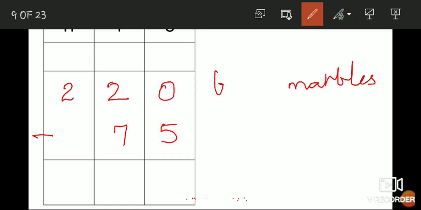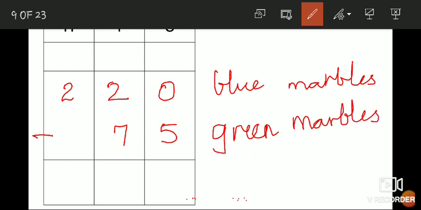These are blue marbles. And 75 are green marbles. Now you have to find how many blue marbles are more. So you can write more marbles.